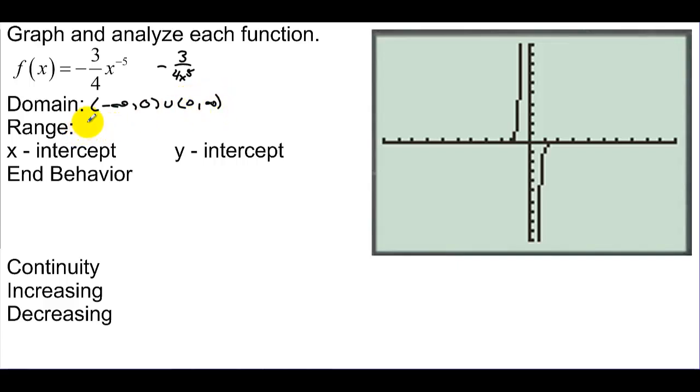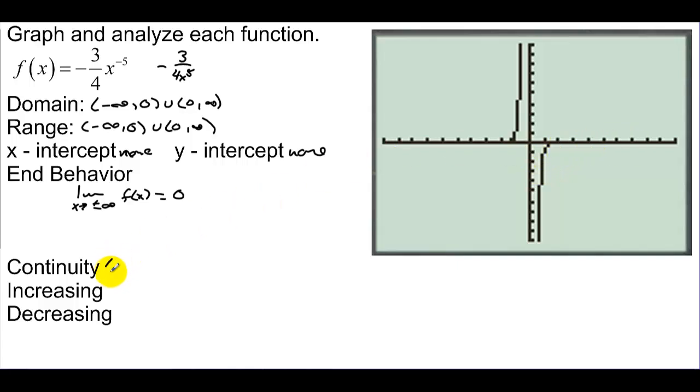The range is negative infinity to 0, 0 to infinity. Notice that y cannot be 0. There's nothing we can plug into this to make y equal to 0. The x-intercept, again, is none for this one. The y-intercept is none, not possible. And the limit as x approaches plus or minus infinity of f of x is equal to 0. This function levels out to 0 to the left, levels out to 0 on the right.